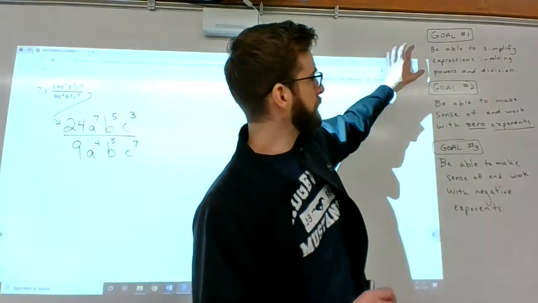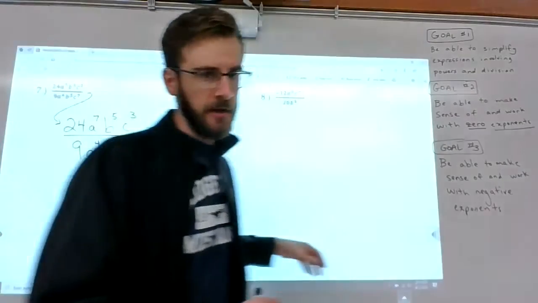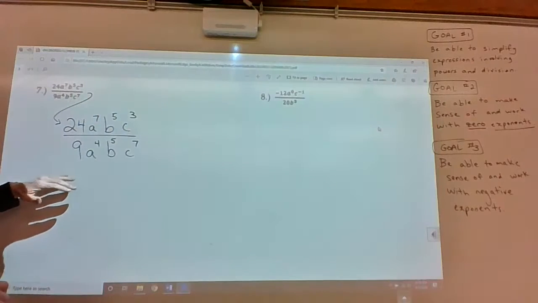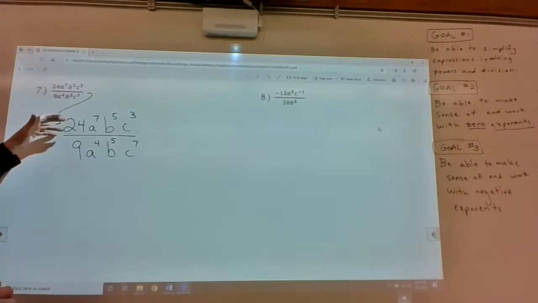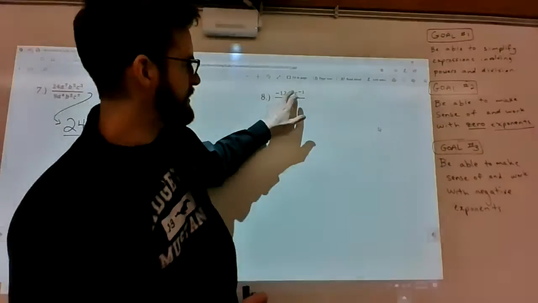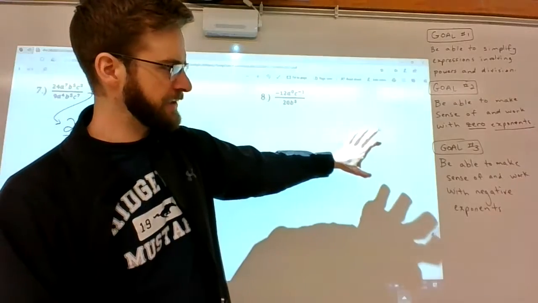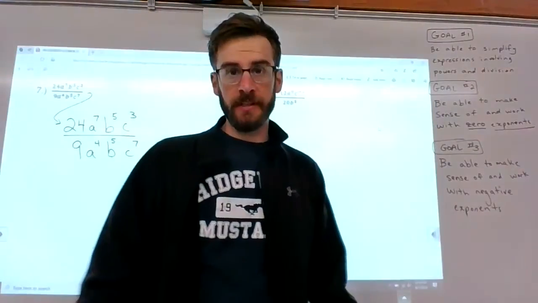So, the first thing is just to be able to simplify expressions involving powers and division. So this one is a pretty good representation of basic numbers. We're going to simplify this. 0 exponents and negative exponents are the ones that are probably going to require us to talk a little bit more deeply about that.